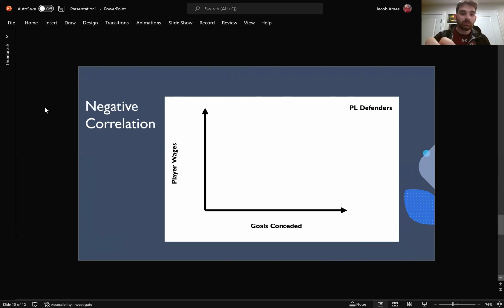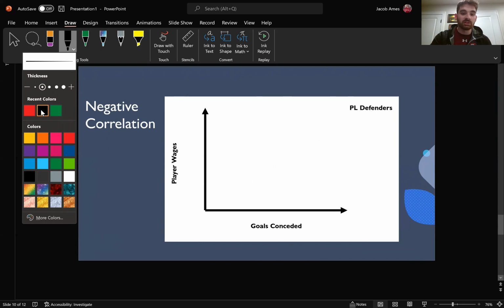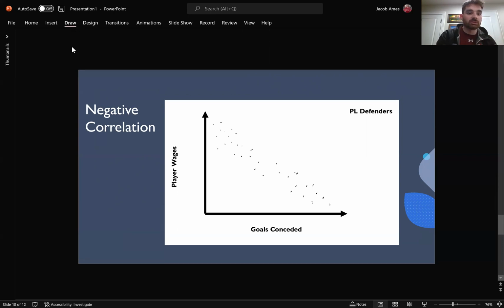So moving on, when we're looking at negative correlation, this time we're looking at Premier League defenders, and similarly, players who get paid more are typically going to concede fewer goals. So for our hypothetical data, you have defenders getting paid a lot of money who are conceding 1 goal a game, 2 goals a game. Maybe for some of the smaller clubs that might end up getting relegated at the end of the year, they concede more goals, but also they're getting paid much less money. And so when we draw our line, it's going to look something like that.